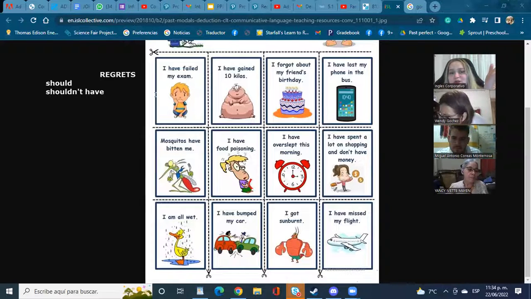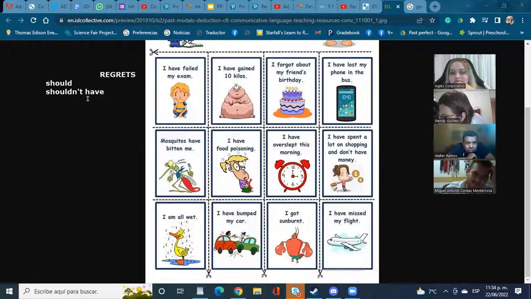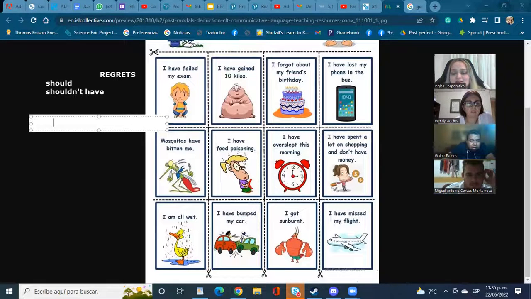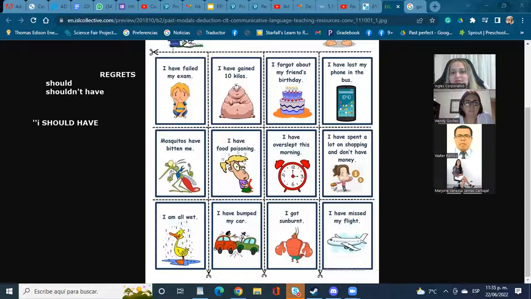So tell me, imagine the first situation. It says, I have failed my exam, okay? What do you think the boy is thinking? Or we can say he, what do you think he's thinking? He's thinking, I should have studied more. Yeah, that is what he's thinking. I should have studied more, okay? Let's see the next one. I have gained 10 kilos. What do you think the person is thinking?